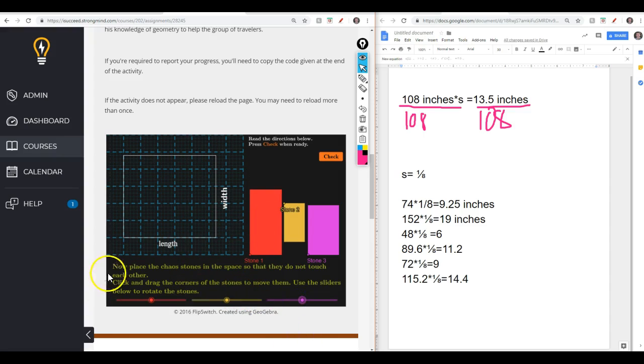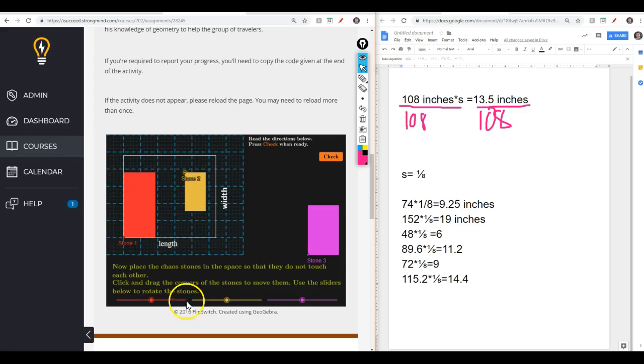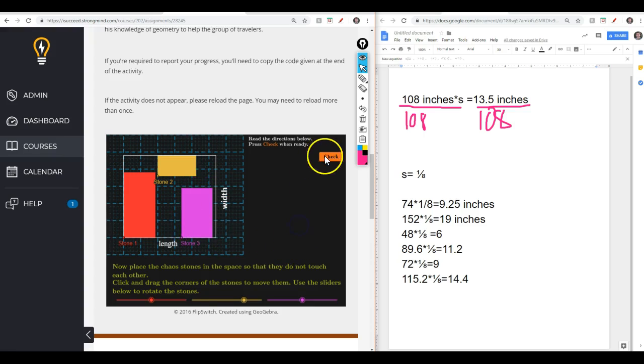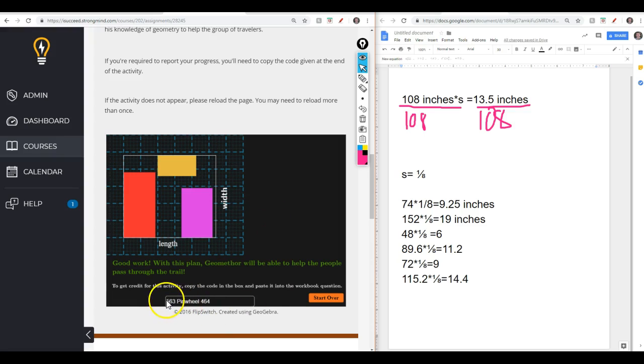Okay, so now we have, and now place the chaos stones in the space so that they do not touch each other. Click and drag the corners of the stones to move them. Use the sliders below to rotate the stones. So we click on them. They can't touch. And so I'm going to rotate that one so it's flat. And they're not touching. They're not touching. So then the code is 563, pinwheel 464.